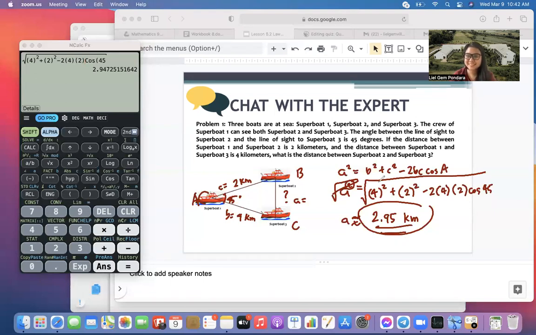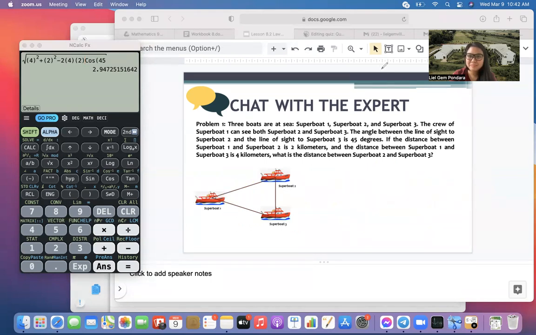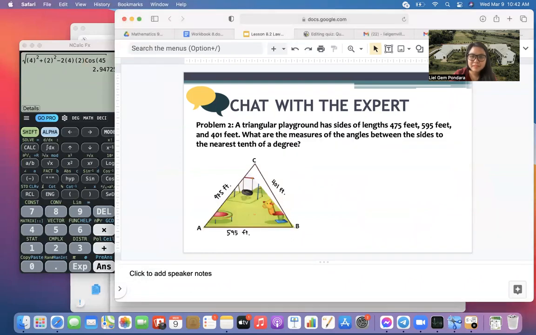Any questions? No questions? Then we can go to the next problem. Now here's the next problem.